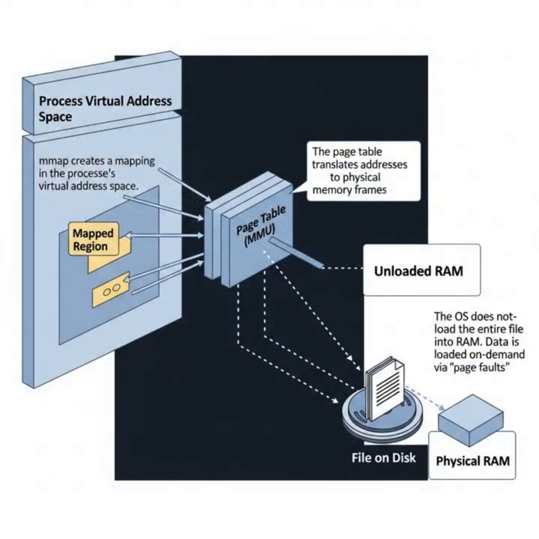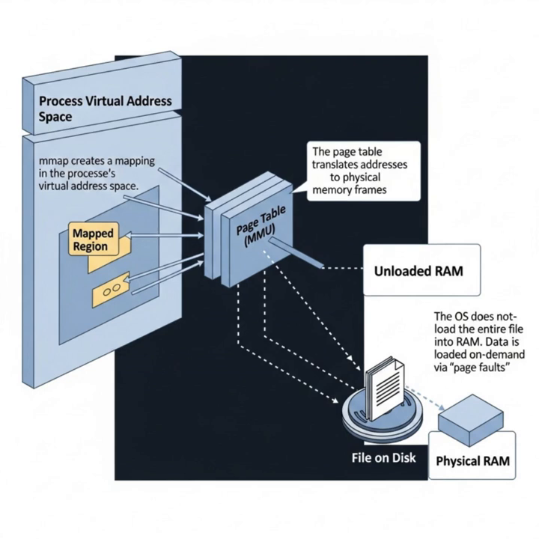So how does this mapping actually work? When you call mmap, the operating system doesn't immediately read the entire file into RAM. That would be incredibly inefficient for large files. Instead, it performs a bit of clever indirection. The kernel creates a mapping in your process's virtual address space. Think of this as reserving a range of addresses and telling the CPU, hey, if the program ever tries to access an address in this range, it corresponds to a specific part of this file on disk.